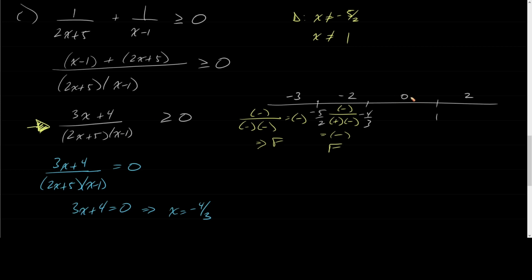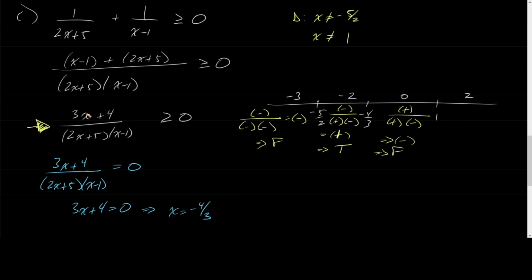Plug in 0. 0 plus 4 is positive on top. Oh, hold on. I just realized I made a mistake. There's an even number of negatives, making this a positive. Meaning that this right here would be true, because a positive would be greater than 0. All right. Now, back to 0. 0 plus 4 is positive. 0 plus 5 is positive. 0 minus 1 is negative. There's an odd number of negatives here, so it's negative. And here that would give us false, right? Because a negative is not greater than 0.